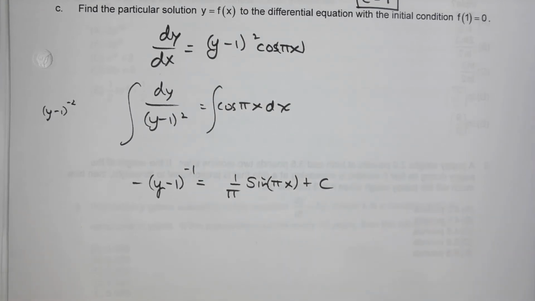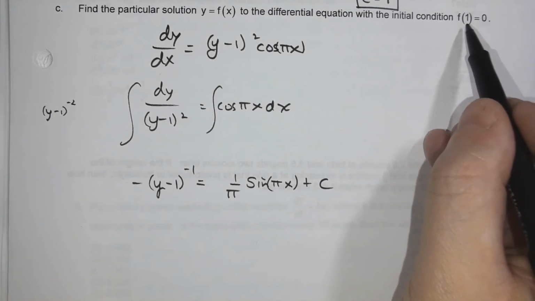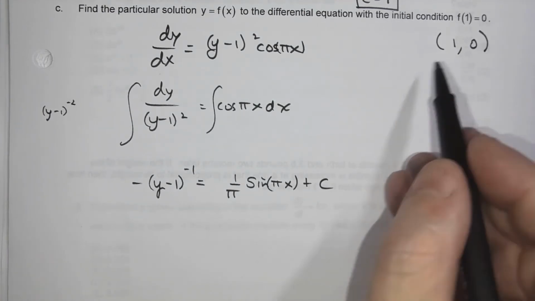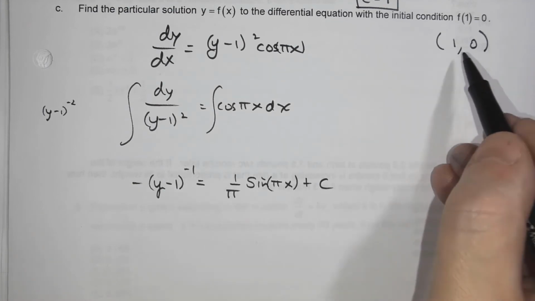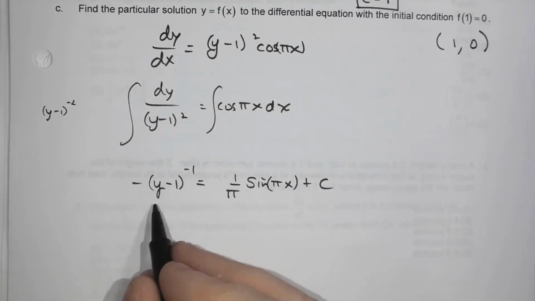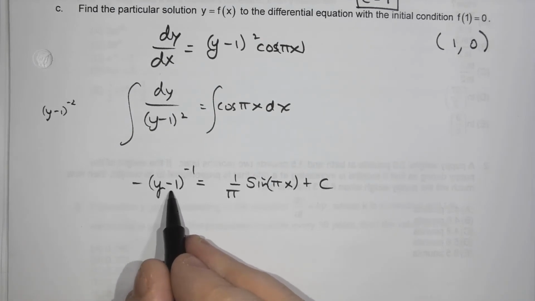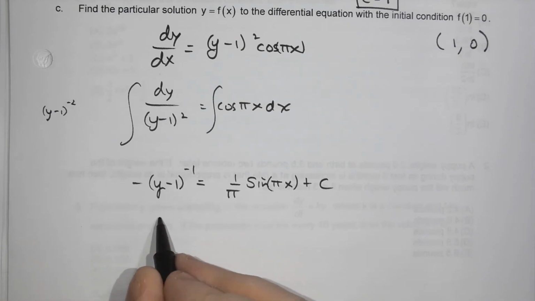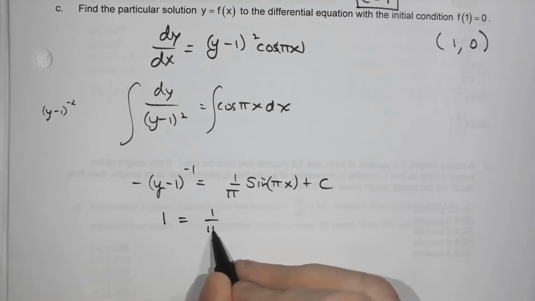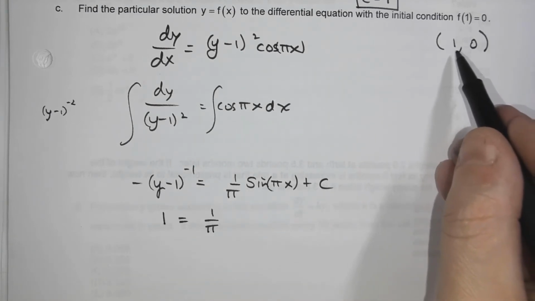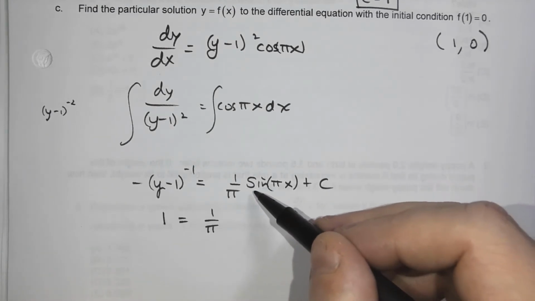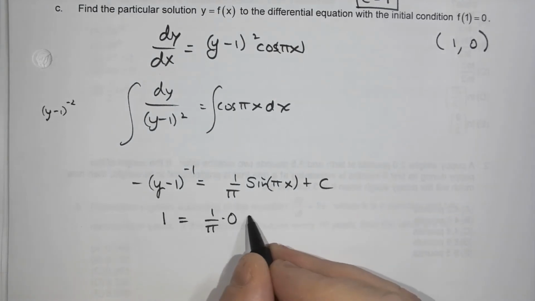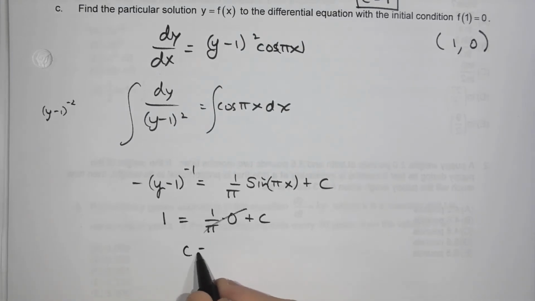Add in our constant. Now they want us to use an initial condition of 1, 0. So let me do that at this stage, I think. If I were to replace x with 1 and y with 0, we'd get 0 minus 1, negative 1, to the negative 1, which is negative 1, opposite. And then over here we'd have 1 over pi, and replacing the x with 1, we'd have sine of pi. Sine of pi is 0. 0 times 1 over pi plus c. So that would mean that c equals 1.